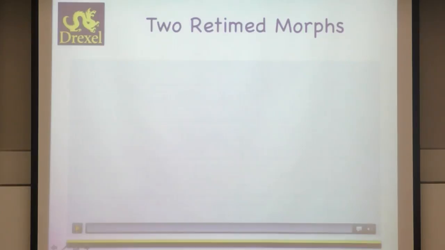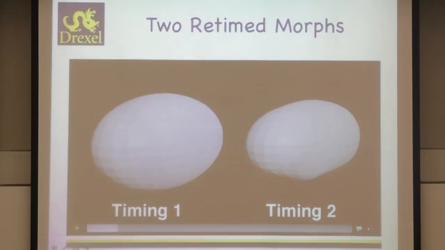Now we can play with the timing. The user controls define the spatial information. Maybe I want the nose to turn into someone's ear. But how that happens over time can also be controlled, so you can change the timing of these things. This is a simple example because we wanted to focus on the timing. We have this ellipsoid turning into some SUV.